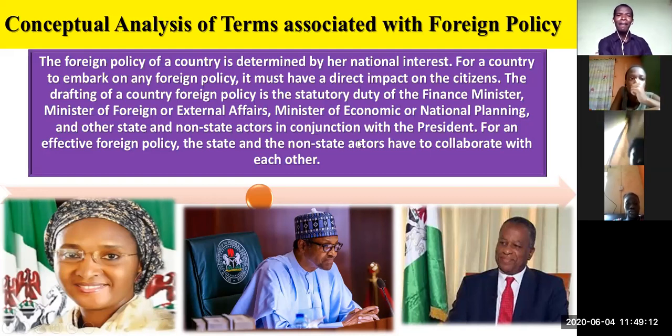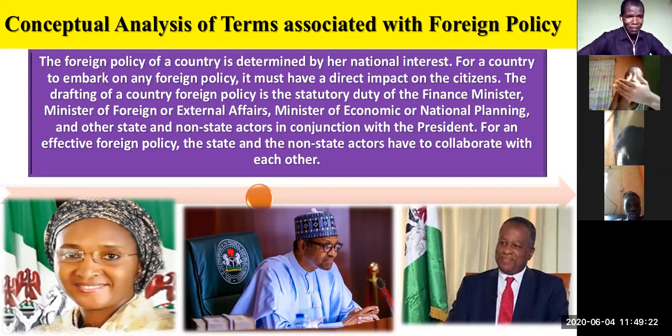What is the name of the Minister of Finance? Yes, I'll come back to you again, Jessica. What is the name of the Minister of Finance? And you see, tomorrow you want to be a finance minister, want to study accounting, want to become a chartered accountant. Zainab Ahmed is the incumbent Minister of Finance. Zainab Ahmed, okay? Zainab Ahmed is the person you are seeing here.